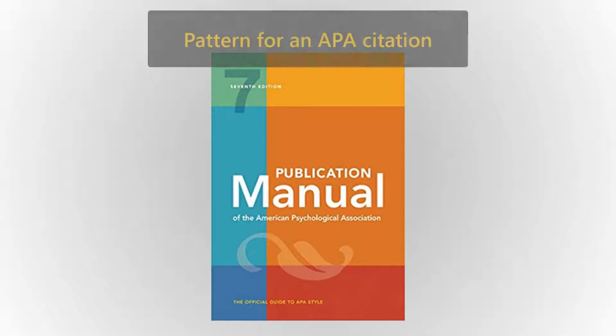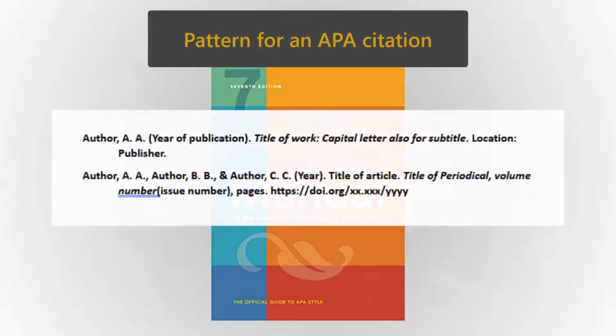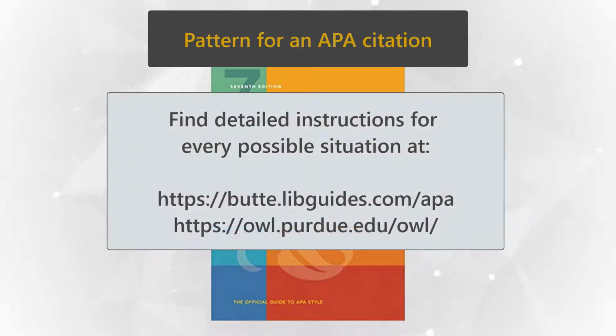A full citation includes at least the author, date, title, and publisher, and this is the basic pattern. The idea is to make it easy for a reader to find the source. The details of writing full citations for every kind of source are too complex to go into in a short video, and it's all explained fully in our APA guide or at the Purdue Online Writing Lab.